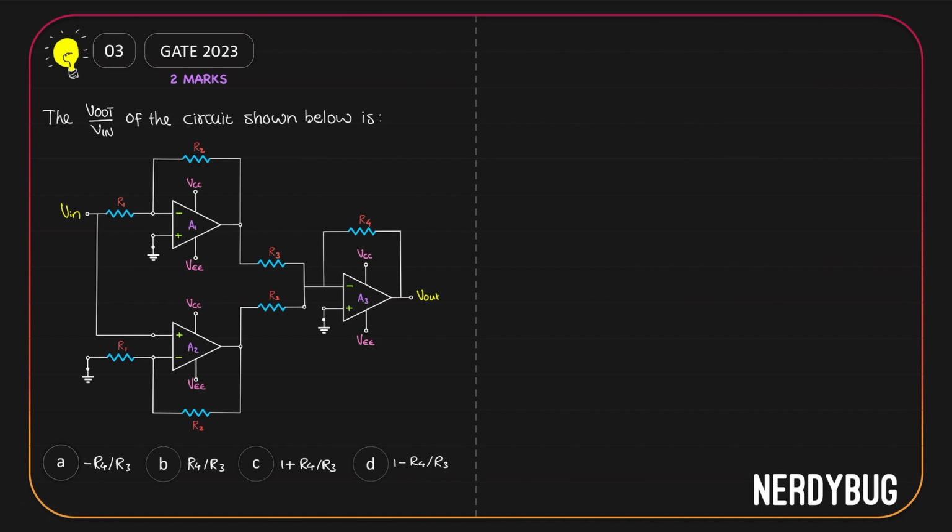Let us see the next problem. We have a circuit given. What we have to find out is Vout by Vin, which is the gain. Let us start by dividing the whole circuit into three parts. One with A1 in it, one with A2 in it, and the third one with A3 in it. Take a look at A1. Its input is given through a resistor R1 to the inverting terminal. We also have R2 as the feedback.